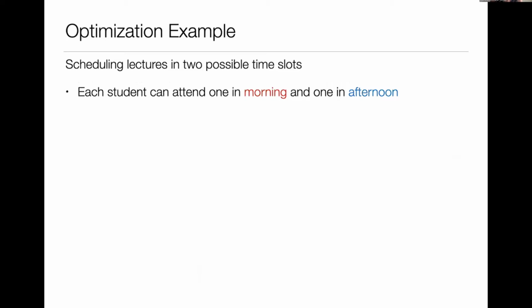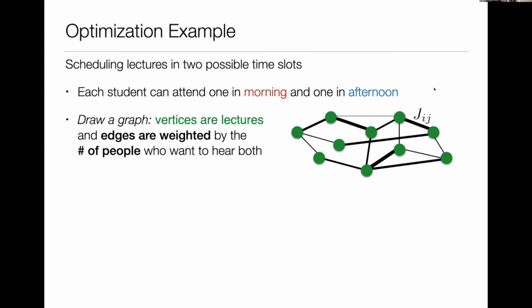And in particular, in a simple case, we might have a situation where we have two possible time slots, a morning slot and an afternoon slot, and we want to schedule classes in parallel in these slots in such a way that as many students as possible can take both of two different classes that they want to take. So it's a complex optimization problem, and one way that you could formalize this problem is to say, I'm going to draw a graph, and the vertices on this graph are the classes, and I will weight the edges between these classes.